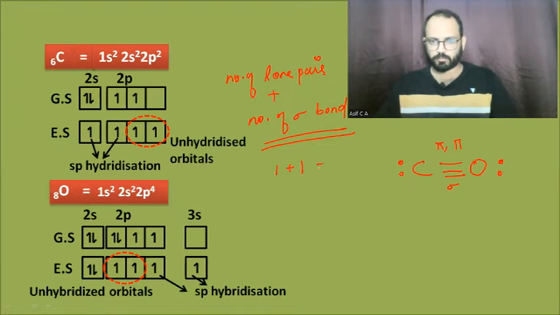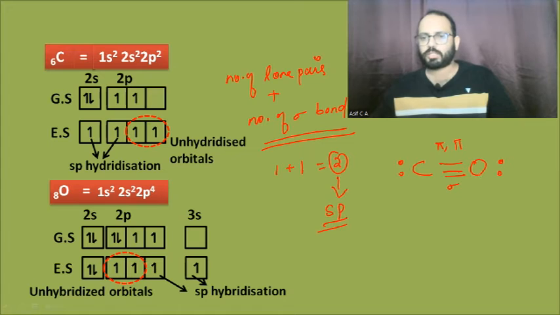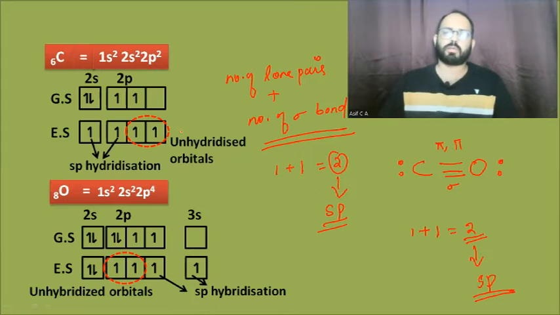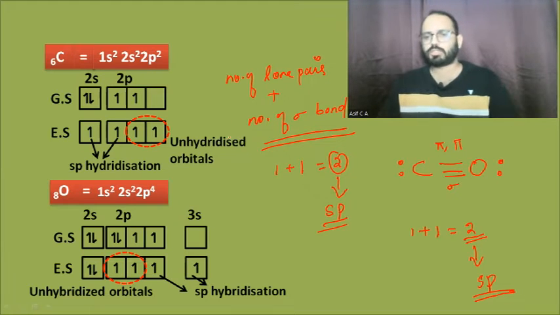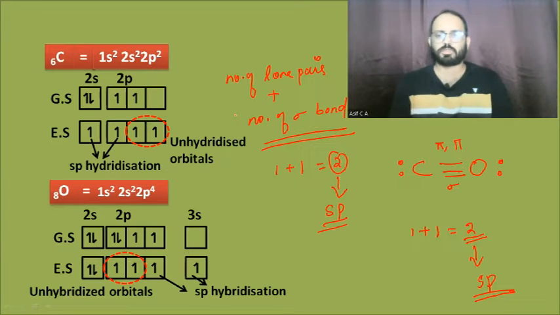So 2 number வந்துச்சுன்னா sp hybridization. நீ oxygen பாத்துருங்க. ஒரு sigma bond. எத்தனை lone pair? ஒரே ஒரு lone pair. So you are going to get 2. Again sp hybridization. Just remember that. So carbon, oxygen, what is the hybridization? sp hybridization. So this is the structure of carbon monoxide.